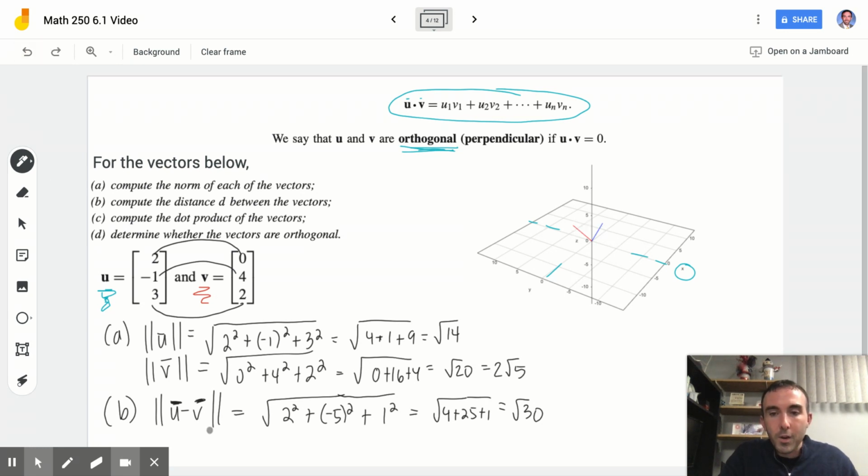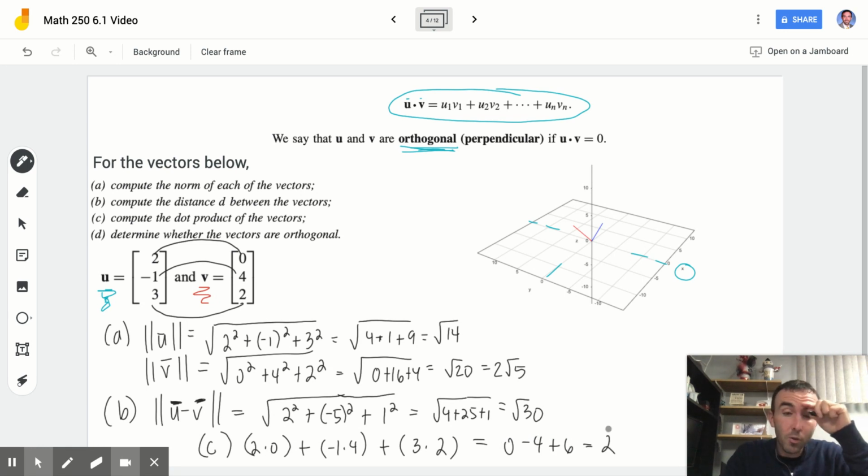All right, part C, the dot product. So that, like we said before, was just multiplying component by component and then adding up the results. So I would do 2 times 0, that would be u1 times v1. And then negative 1 times 4, that would be u2 times v2. And last, I would have 3 times 2, that's u3 times v3. So my total would be 0 minus 4 plus 6, and my dot product would equal 2.